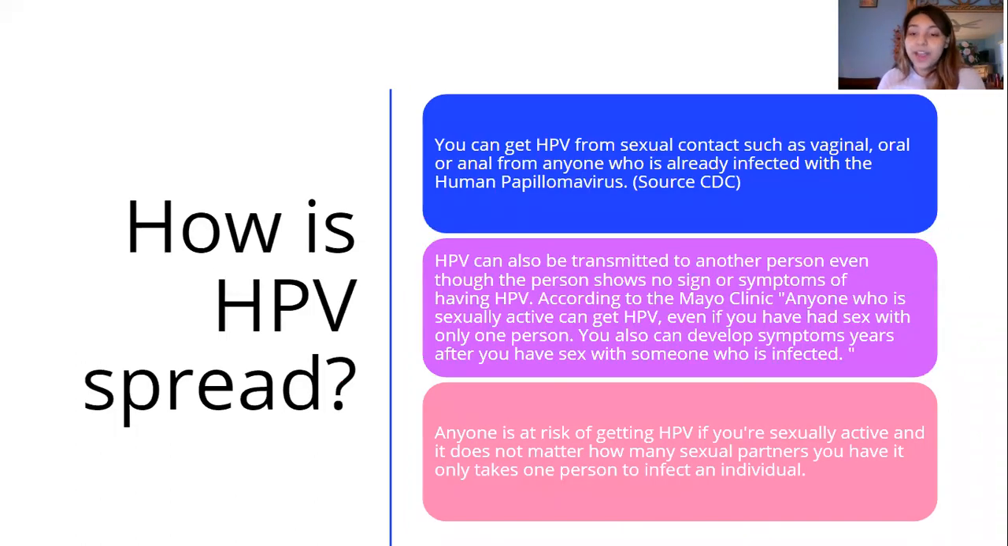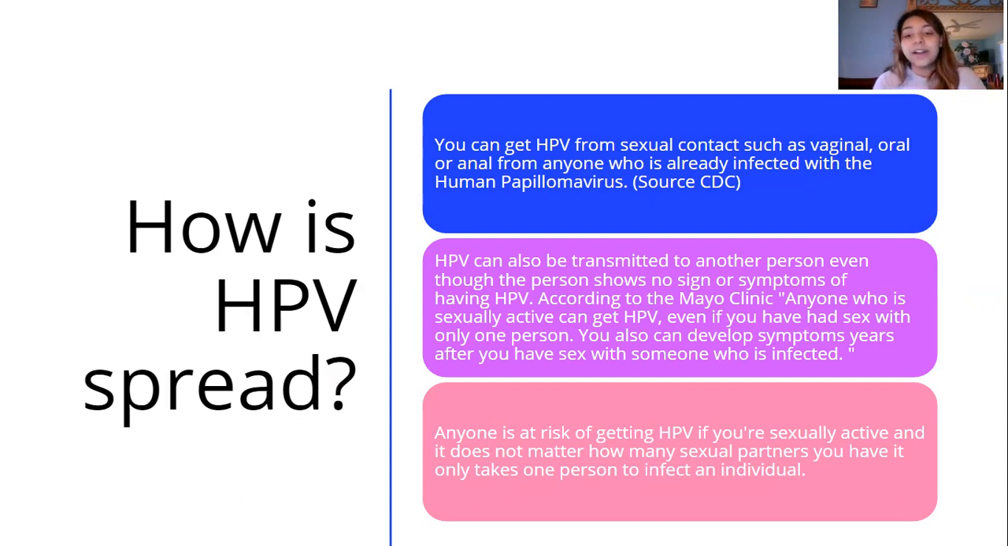How is HPV spread? You can get HPV from any type of sexual contact, including oral, anal, and vaginal. HPV can also be transmitted to another person even if the other person is not showing any signs or symptoms of having HPV. According to the Mayo Clinic, anyone who is sexually active can get HPV even if you have had sex with only one person.